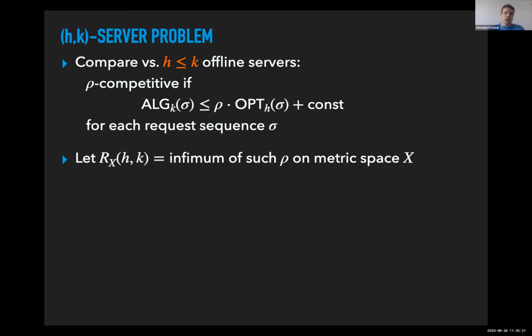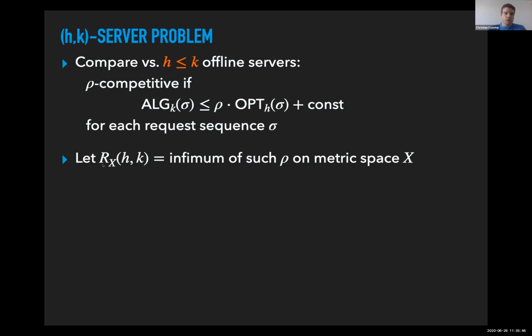This is also called the HK-server problem. It's exactly the same problem as the K-server problem. The only difference is that we define the competitive ratio a bit differently. We compare ourselves to an offline algorithm that has only H servers instead of K servers. So the algorithm is rho-competitive if the cost of the online algorithm with K servers is at most rho times the cost of the offline algorithm, where the offline has H servers, and maybe some additive constant, of course.